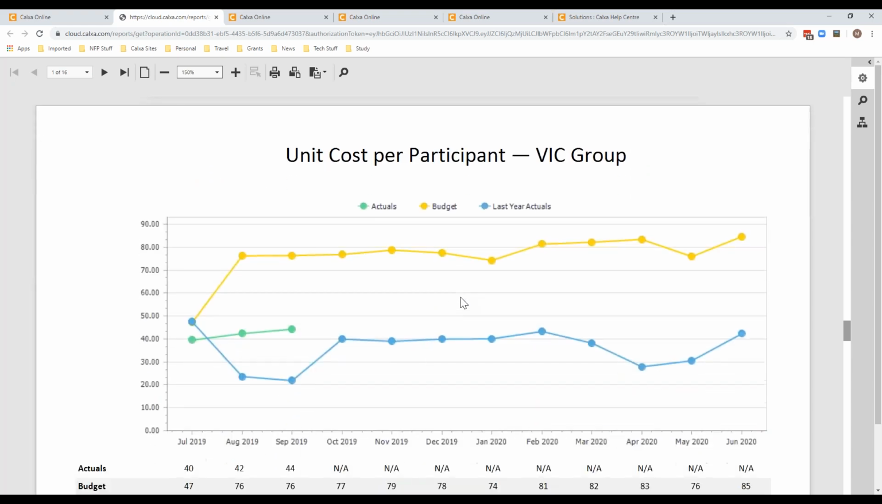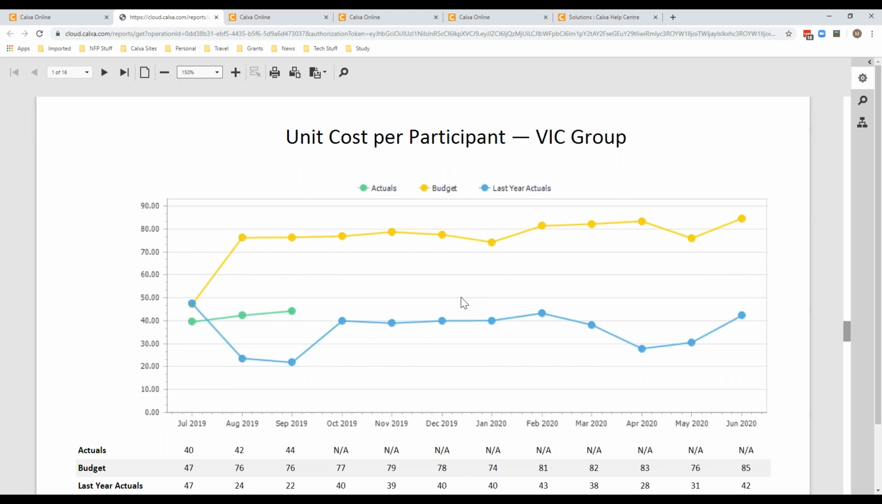What do we got next? Unit costs. So how do we measure unit costs? And this one I've got actuals, I've got budget, I've got last year's actuals, and I'm starting from this financial year. And we're only 3 months in so far. And our costs are under budget, but above what we had last year.